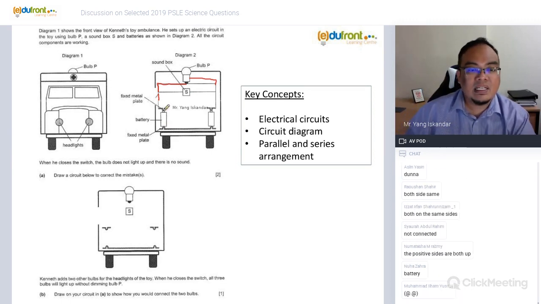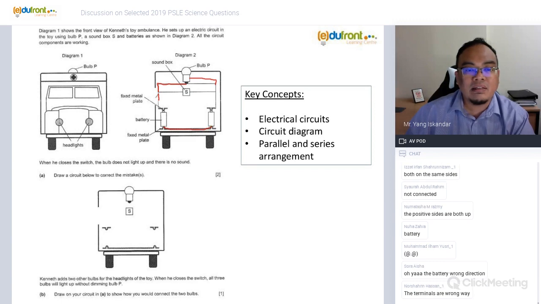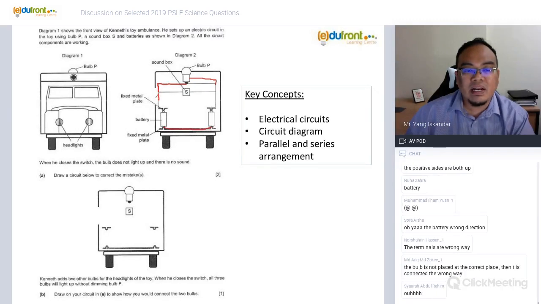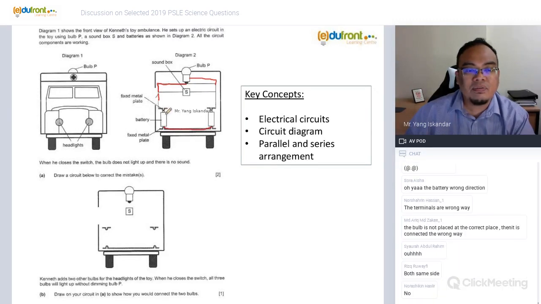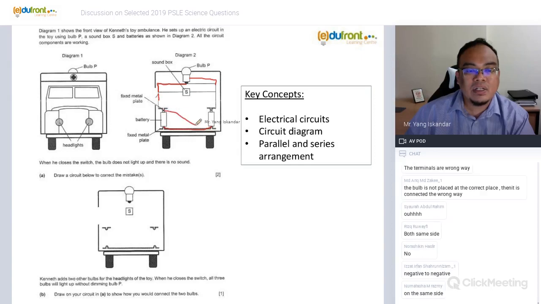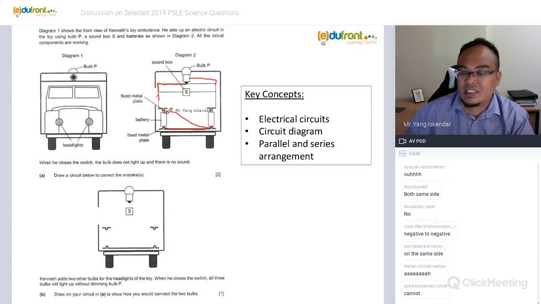You see this battery, right? This is connected to the ends. So both ends are connected together. Can or not? Cannot, right? It should be one positive, one negative. So this part here should be connected to here, or you switch the battery the other way around. Right?